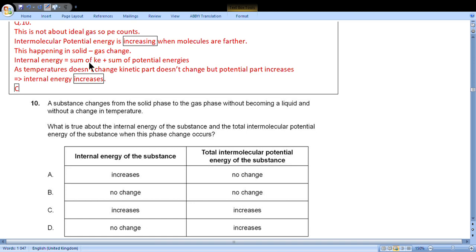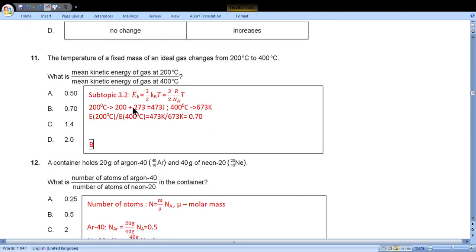Internal energy is sum of kinetic energies plus sum of potential energy. As temperature doesn't change, kinetic part doesn't change, but potential part increases. Hence, internal energy increases. So we choose answer C, increase.